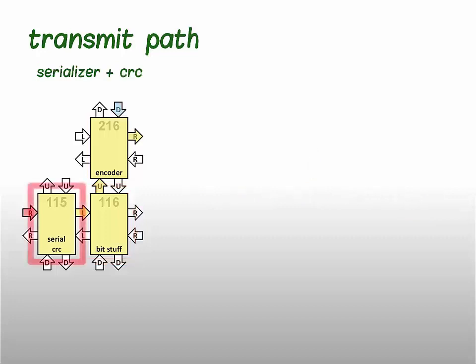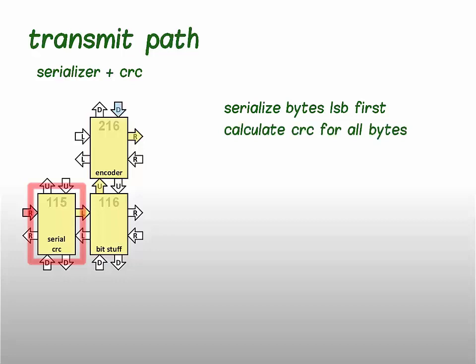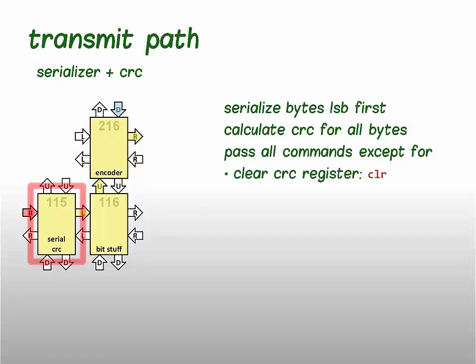The first node in transmit path is serializer and CRC calculator. It performs several simple functions. It serializes all data bytes, least significant bit first. It calculates CRC for all data bytes, and it passes all commands except for two intended for this node. One is clearing CRC register, and the other sends 16-bit of CRC out for transmission.